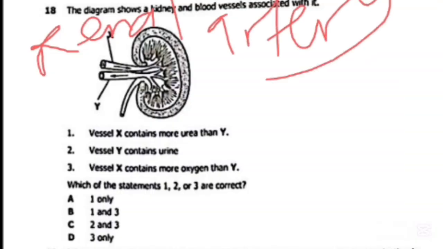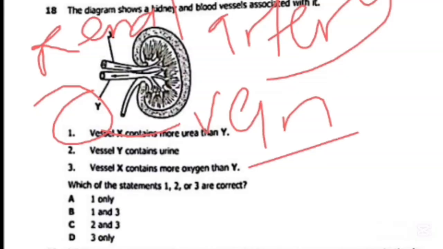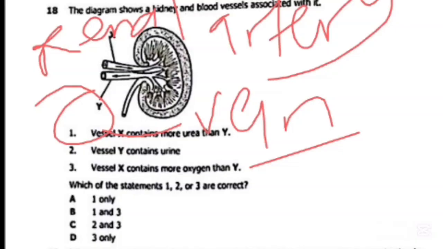Then what is Y? If X is the renal artery, then Y is the renal vein. Why? Because it takes deoxygenated blood out to the lungs. Then the other one is the ureter, which transports urine to the bladder. So now here, which statement is correct? A, 1 only, B, 1 and 3, C, 2 and 3, D, 3 only.